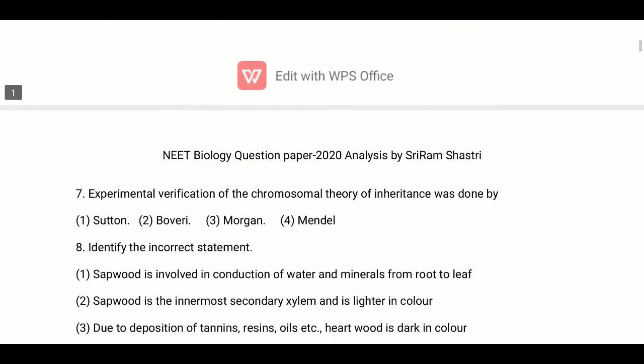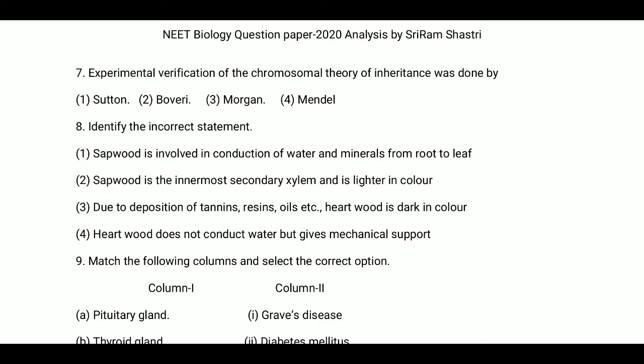Then coming to the next question here. Experimental verification of chromosomal theory of inheritance was done by Sutton and Boveri, Morgan and Mendel. So basically here, the person who was involved directly in experimental verification of the chromosomal theory of inheritance was Morgan. So the right answer for the seventh question should be Morgan. Sutton and Boveri is not the answer. T.H. Morgan was the person.